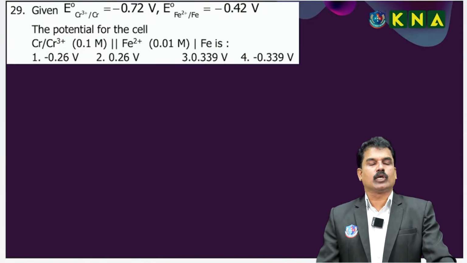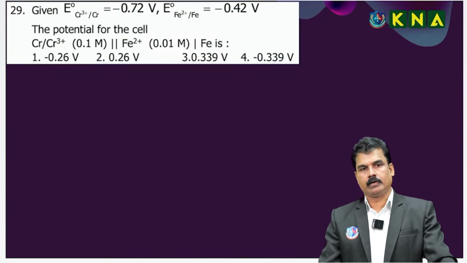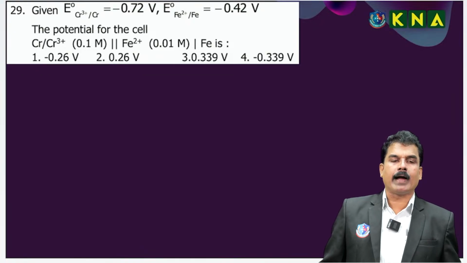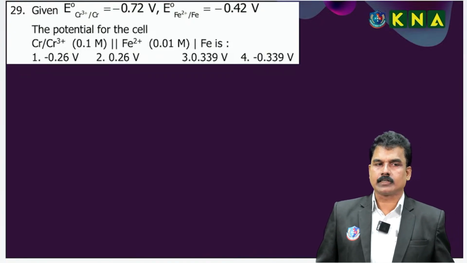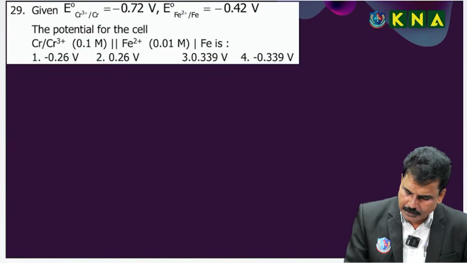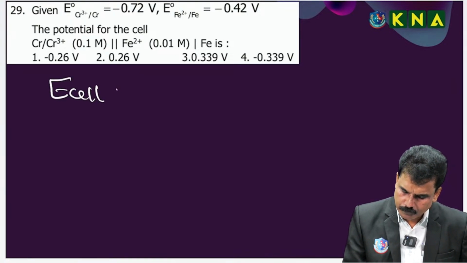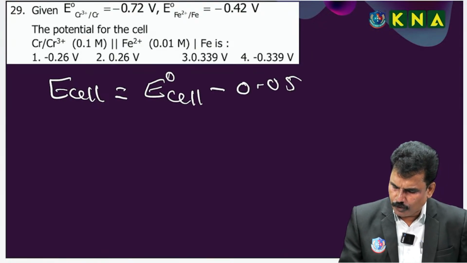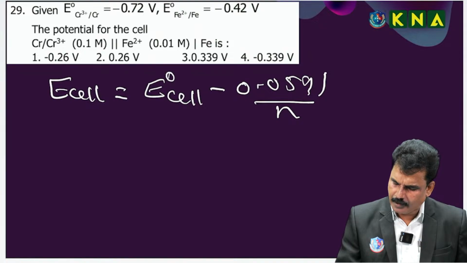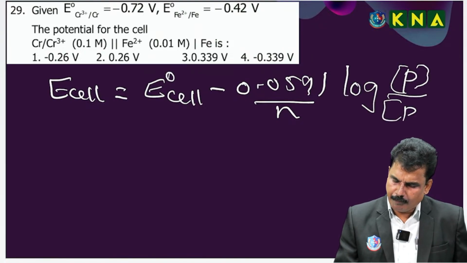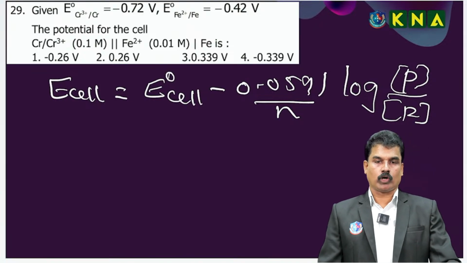Question 29. E0 of chromium and E0 of iron are given. Which is more negative? Minus 0.72. So chromium acts as anode, iron acts as cathode. The potential of the cell, again Nernst equation: E cell is equal to E naught cell minus 0.0591 by n log product by reactant. The number of moles you have to give as power of concentration.